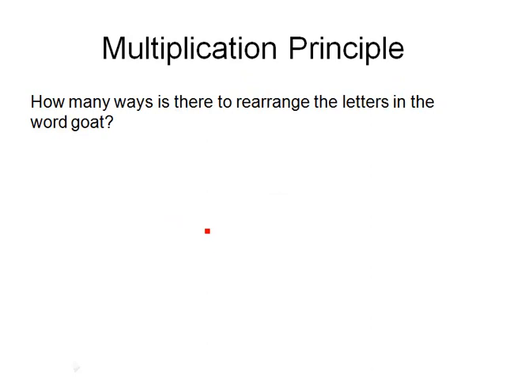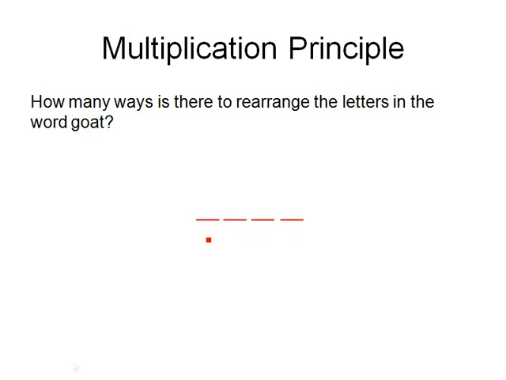How many ways is there to rearrange the letters in the word goat? In this example, we need to decide, are we going to be allowed to repeat letters or not? And when it says rearrange, once you've chosen the position for one of those letters, you can't use it again. So we're looking for things like GOAT or OGAT or TAOG, but we're not going to be allowed to do something like GGAT. So we need to make 4 choices here.